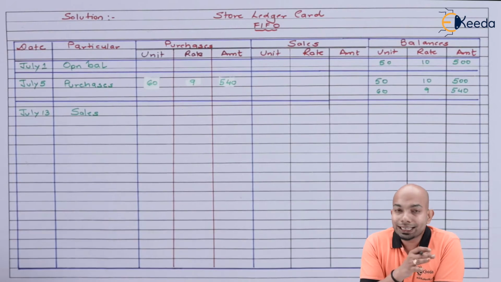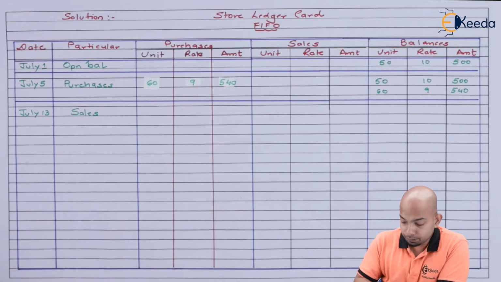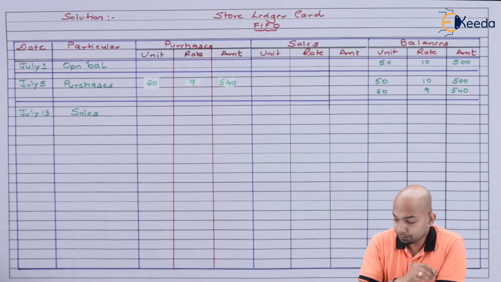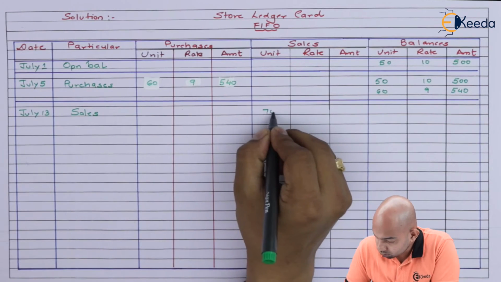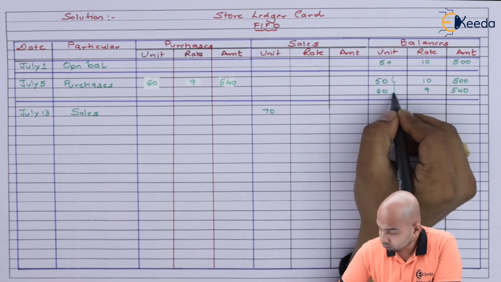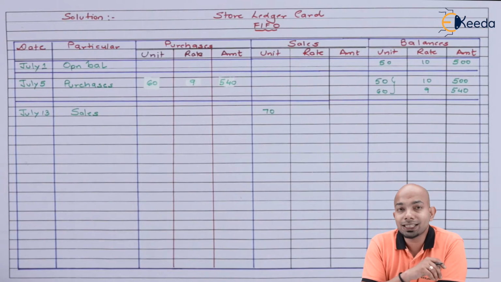Now when it comes to sales, the next transaction that is mentioned here, July 13, sales happened for 70 units basically. So right now we'll mention only 70 here, but the bifurcation will be in a specific format, and I'll explain how that format works here. Now, when you're selling out 70 units, let's check how much balance you have in the previous entry. You have a total of 50 units plus 60 units, that means 110 units. Out of that, you're using 70 for sales.